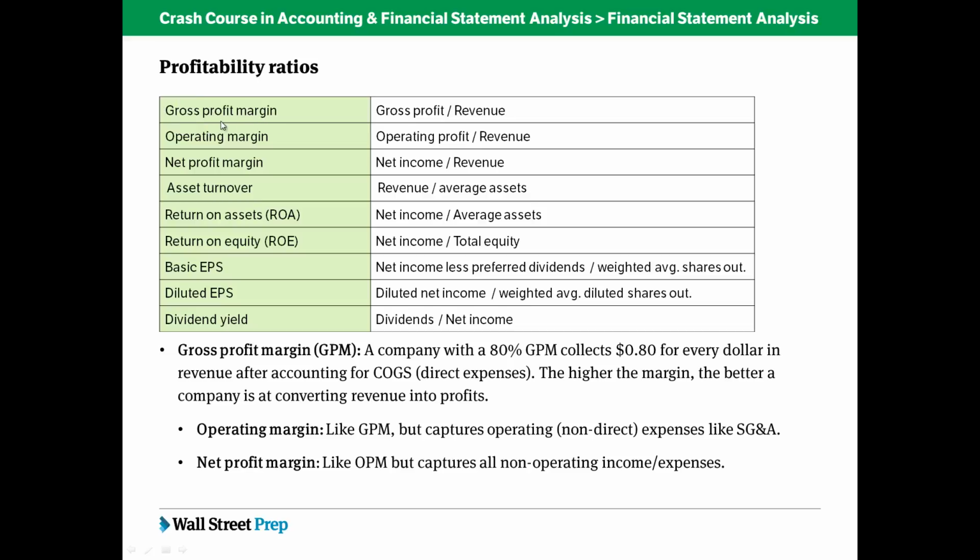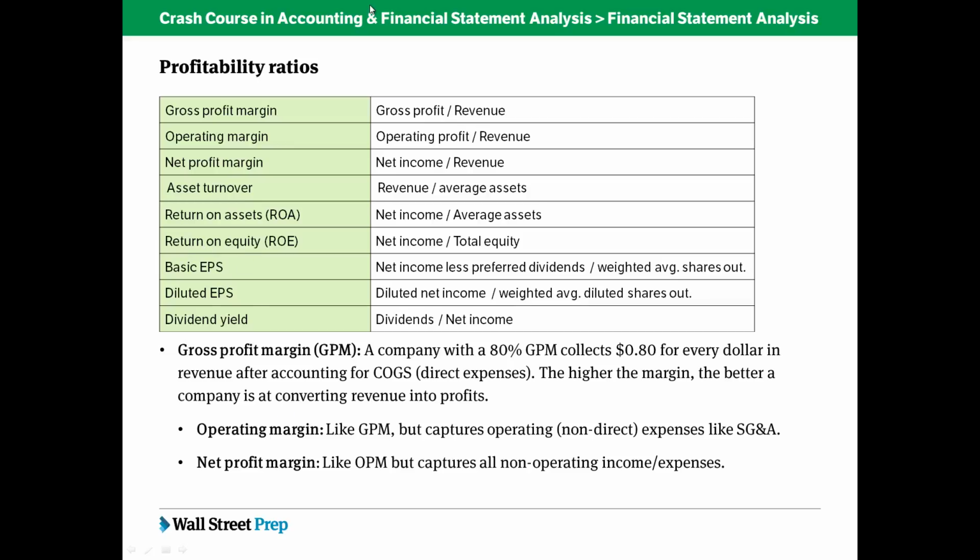So if we say gross profit margin, we are referring to gross profit, which is a term that we've already defined as revenues minus cost of goods sold, divided by revenue. Operating margin is operating profit divided by revenue. And net profit margin is net income divided by revenue. Let's talk about those first, and then we'll talk about some of these other ratios.